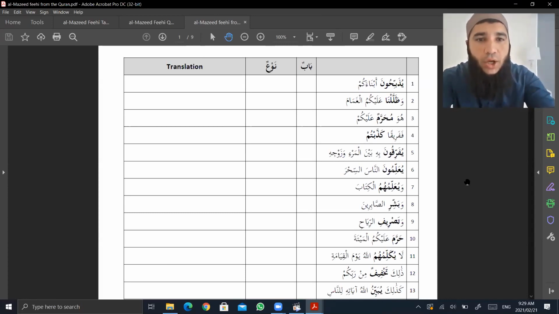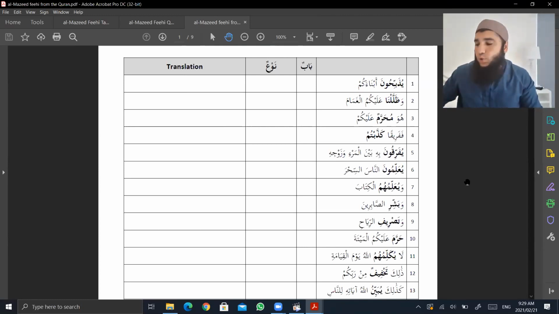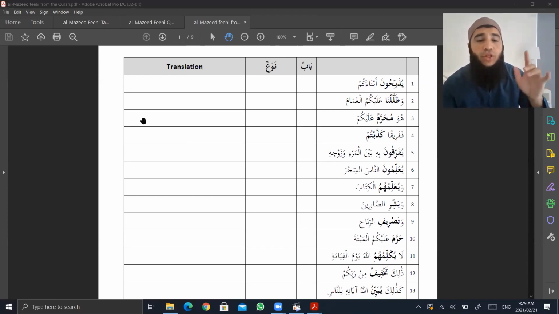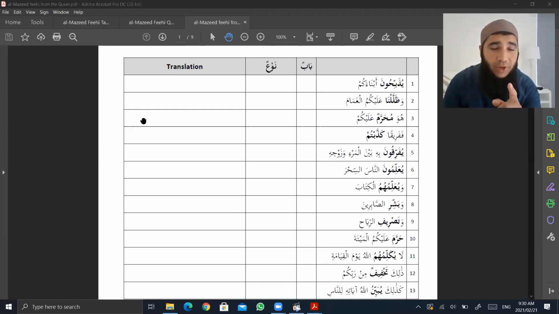Let's look at the next one: وظللنا عليكم الغمام. What's the verb that we have here? How would we say the scale going across? ظلل يظلل تظليلا مظلل ظلل لا تظلل. If we just look at the word we have in front of us here, ظللنا, we would say it like this.